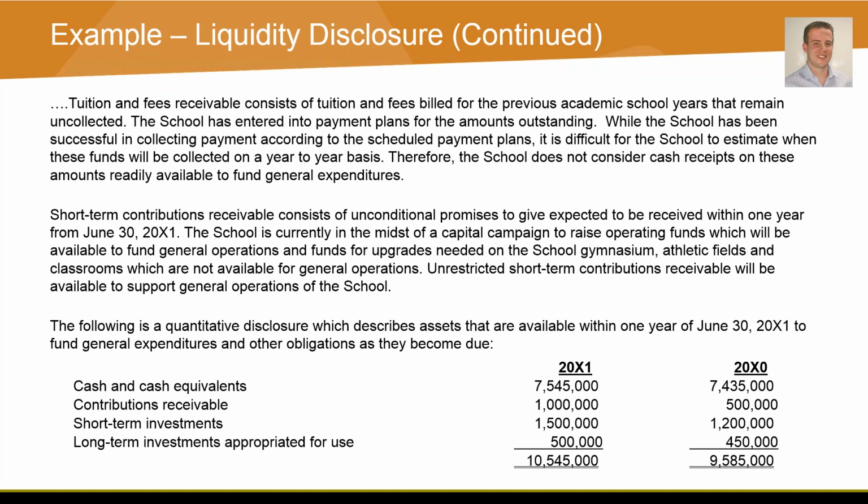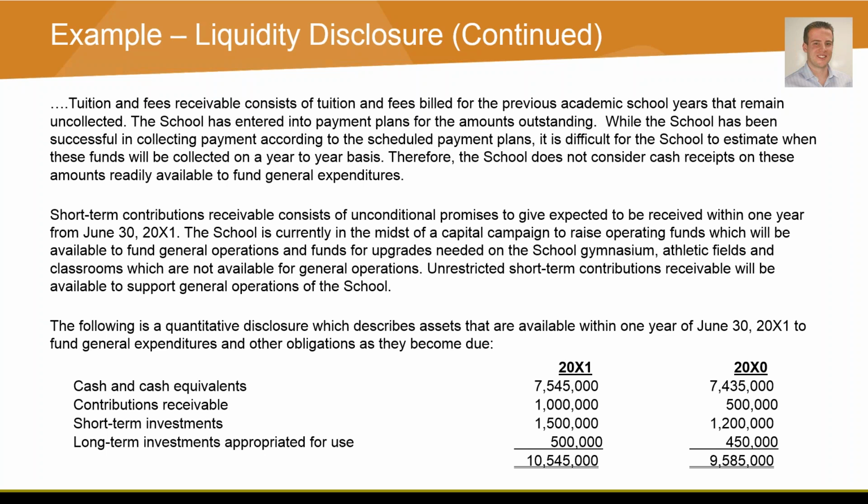Great. And so just continuing with this example disclosure, it goes on to talk about some tuition and fee receivable that's aged and collectability is in question. So the school does not consider those to be readily available to fund general expenditures. It talks about its contribution receivable position, and that a large portion of it is in the midst of a capital campaign, and all those dollars are spoken for.